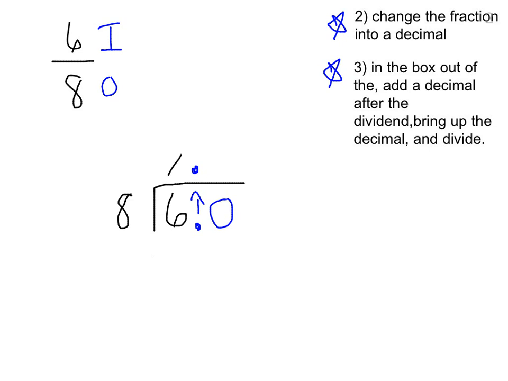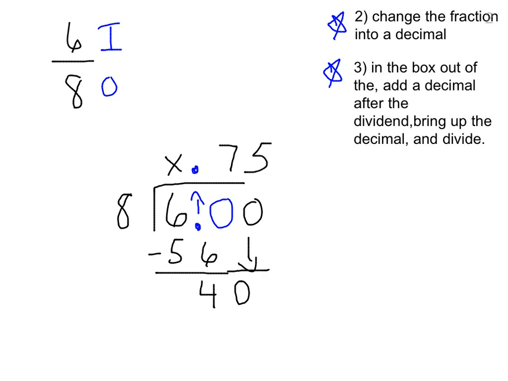8 does not go into 6. 8 goes into 60 7 times. 7 times 8 is 56. And subtract, we get 4. Remember, no remainders. You have to add a 0 and drop and keep on dividing. 8 goes into 40 5 times, so that leaves us with a decimal of 0.75.